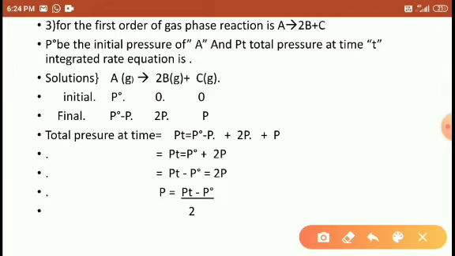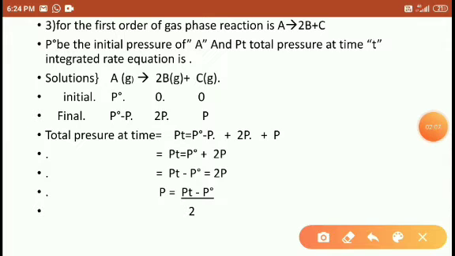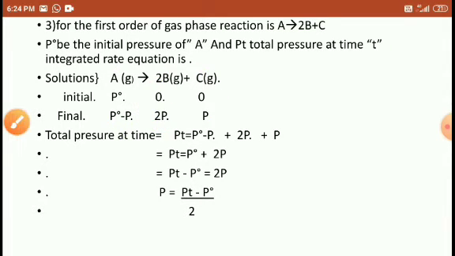So students, here look at here, students. Initially, I'm using the reaction 1 mole of A converts into 2 moles of B and 1 mole of C. The initial is P naught, 0, 0, and the final is P naught minus P. P is transferred from the P naught, it turns into 2 moles of B, 2P, so that's why I'm using 2P as it is, and P is here.